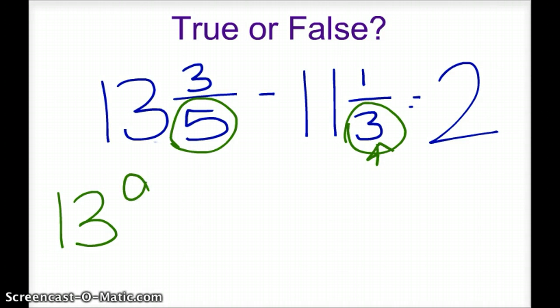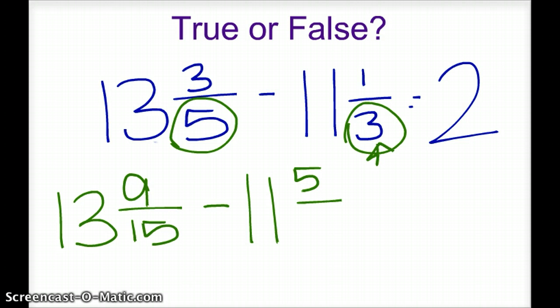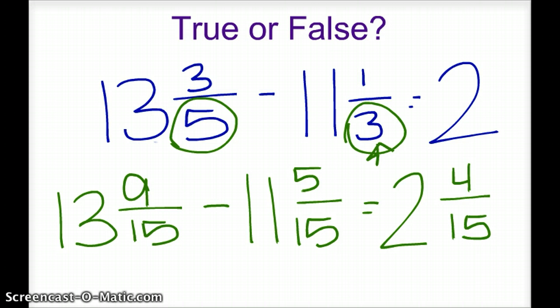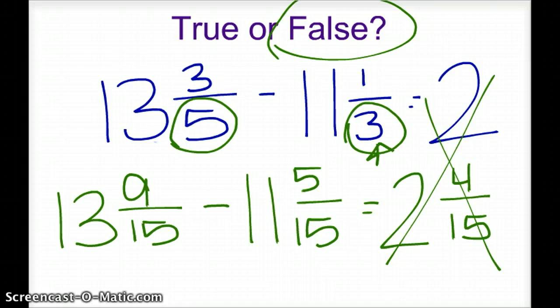3 times 3 is 9, and 5 times 3 is 15. Leave the 11. 5 times 1 is 5. 5 times 3 is 15. We can now subtract. 9 minus 5 is 4. Denominator stays the same. 13 minus 11 is 2. Does 2 4/15 equal 2? Nope. So this is false. If you didn't quite get that, go ahead and try it again.